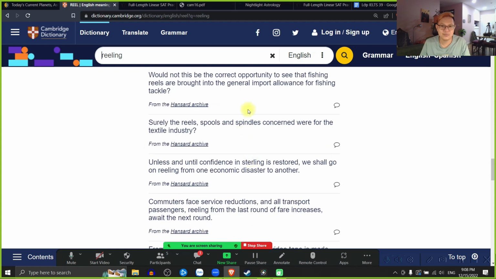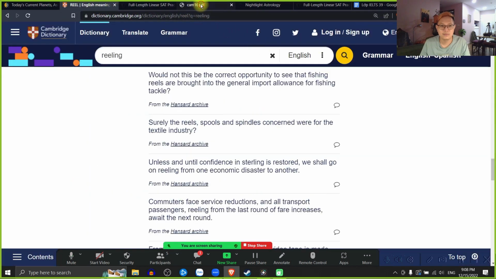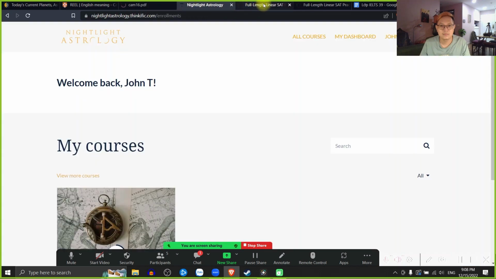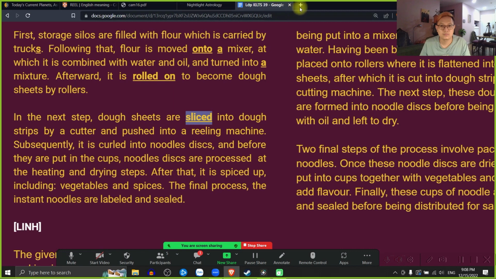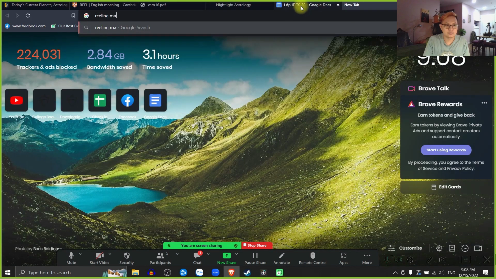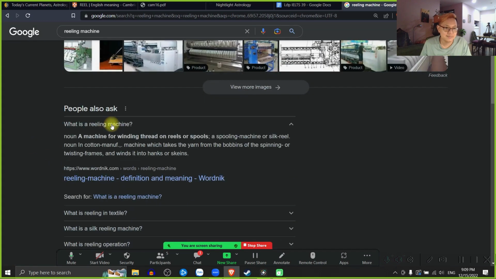Reeling machine. I don't know what reeling machine is. Are you sure it's the right word? Em chắc là một cái từ phù hợp không vậy? Google thử. What is a reeling machine? I have no idea what the reeling machine is. A reeling machine for winding threads on reels of spools.